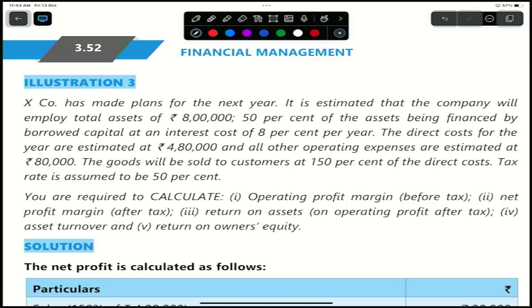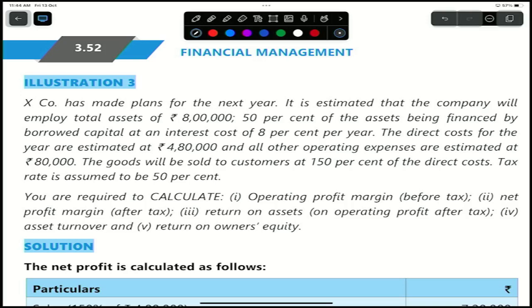When you read the question, half the ratios you should get in mind. Total assets are 8 lakhs. 50% of the assets are financed by borrowed capital, means debt. Total assets of a company is funded by what and what? Debt and equity. Total assets is the capital employed. In that capital employed, how much is the borrowed capital? 50%. At what cost? 8% per annum.